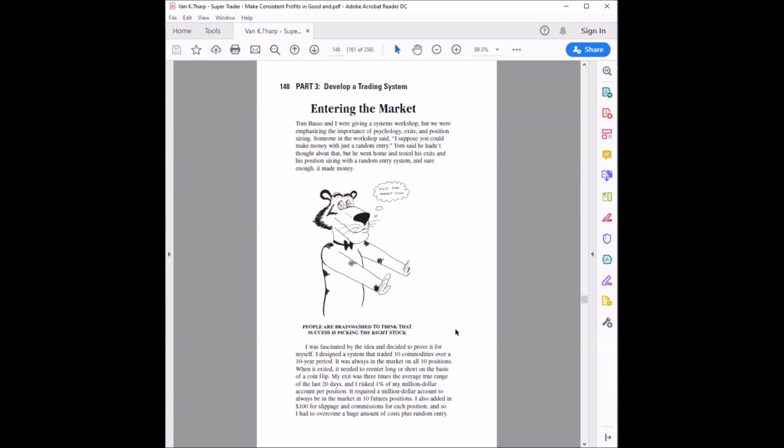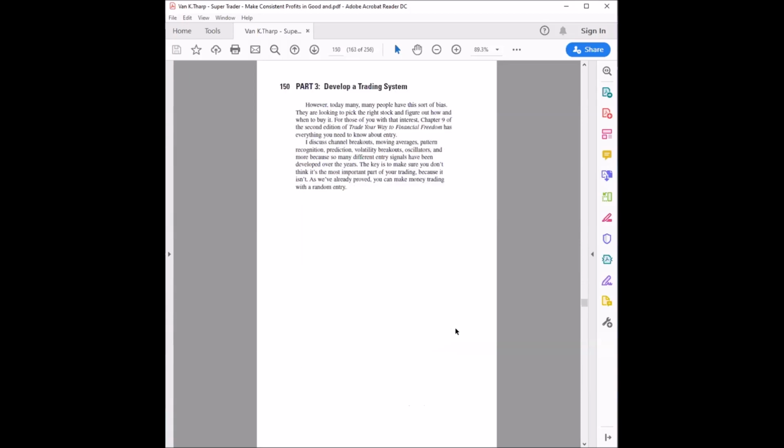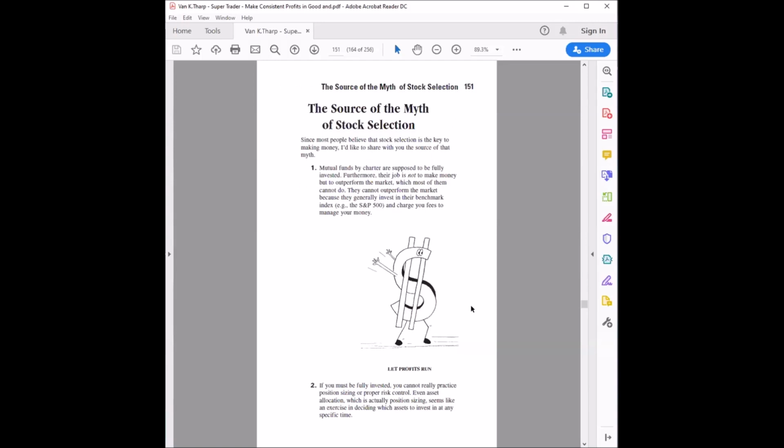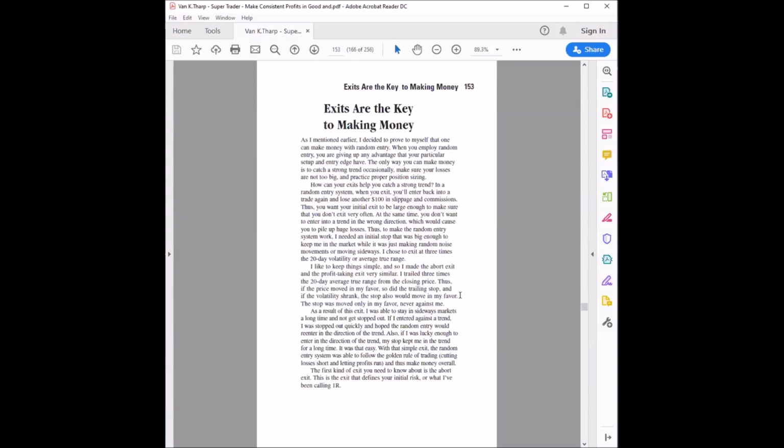For investing, yes, dig into your fundamentals. For trading, look at your chart, make decisions based on your beliefs about the market, what type of market you're in, and what types of parameters you can enter to give yourself a good risk to reward opportunity. So he goes on talking about the results of the random entry system. He talks some more about the source of the myth of stock selection.